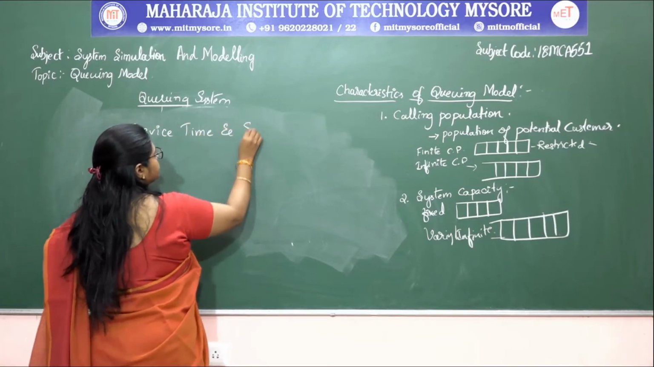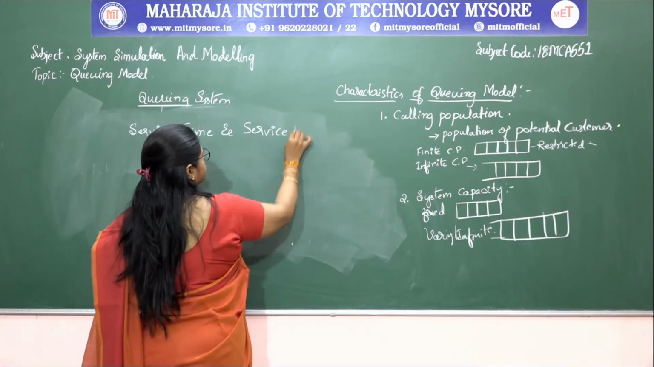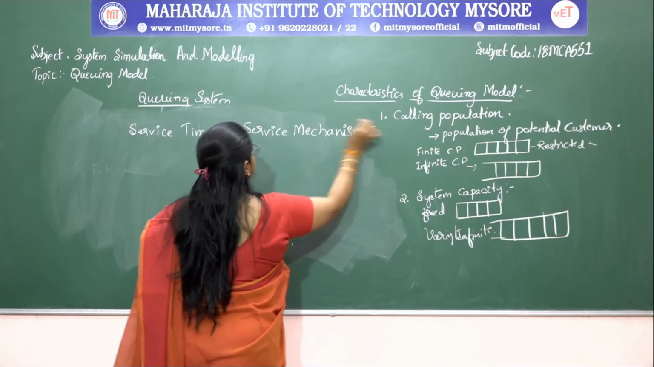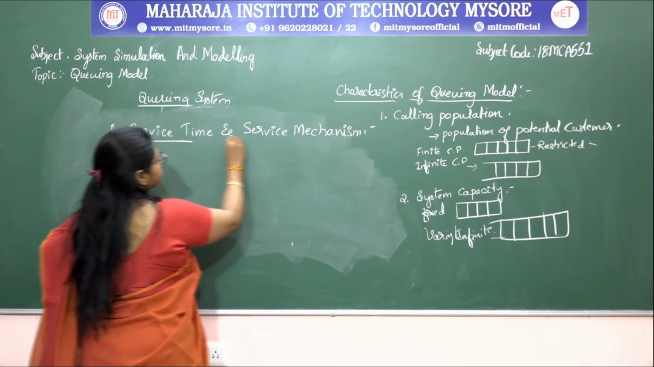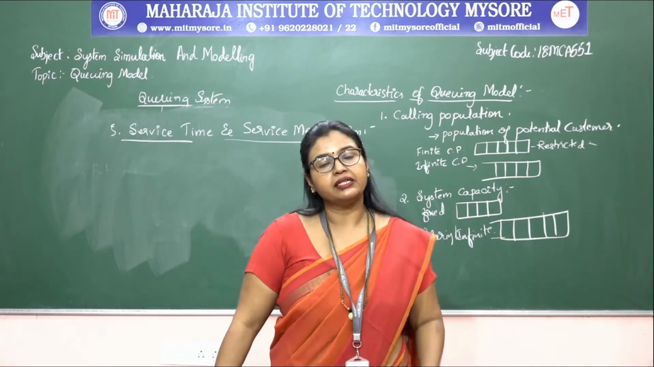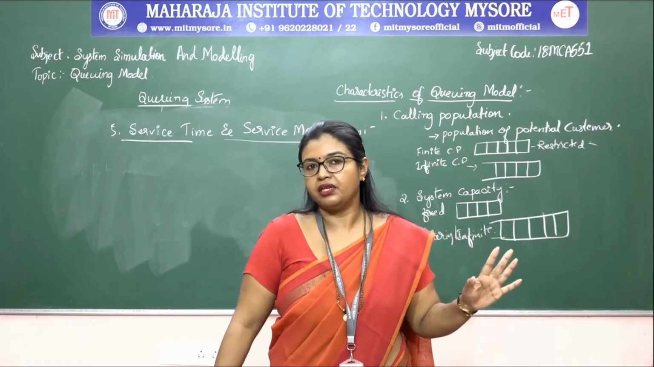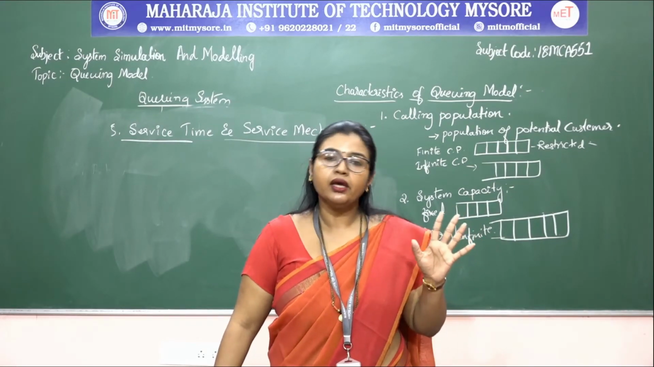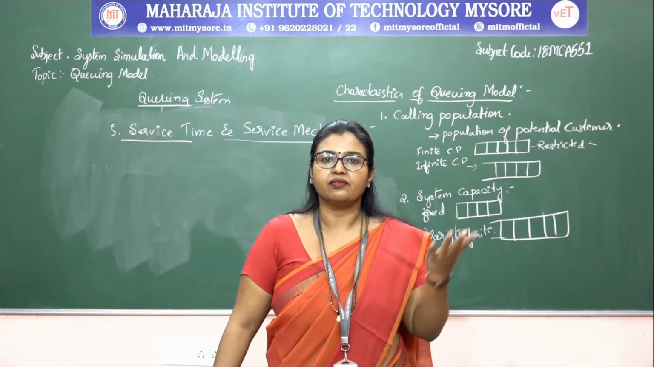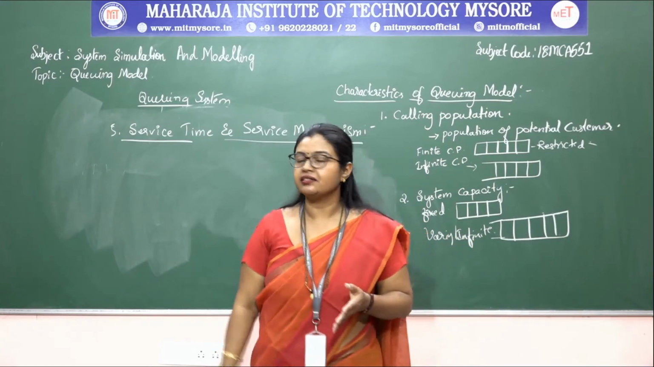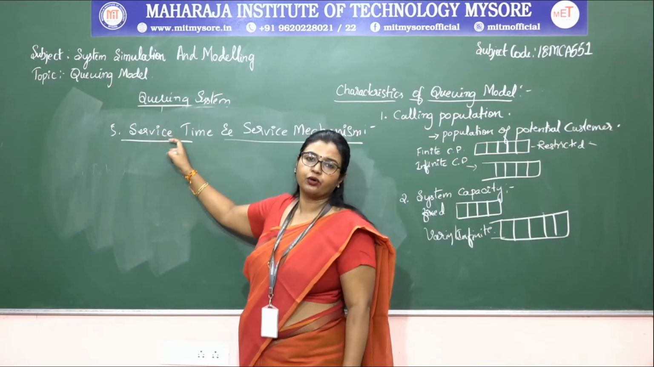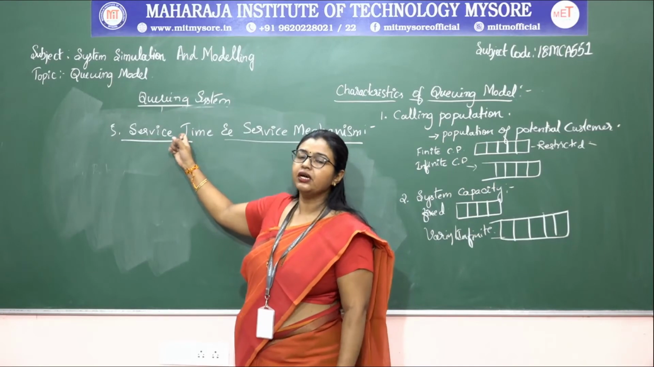Service time and service mechanism. So this is the fifth one, service time and service mechanism. Here the service time is purely not deterministic, it is probabilistic. Why? Because we don't know how much time the customer is going to take for the service. It may vary, right? Because of that, using some distribution we are going to fix the service time for the customers.